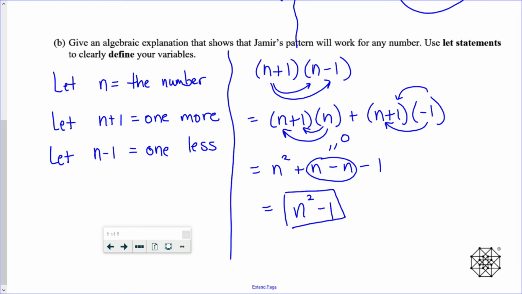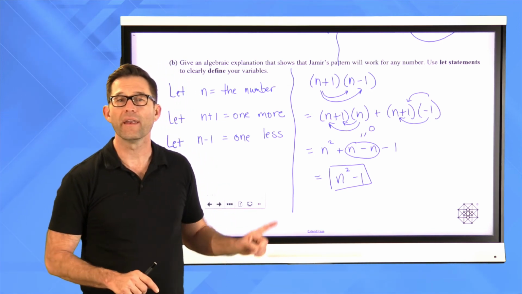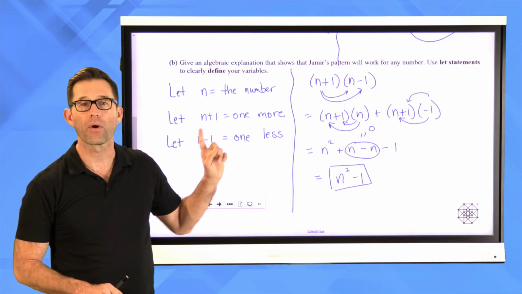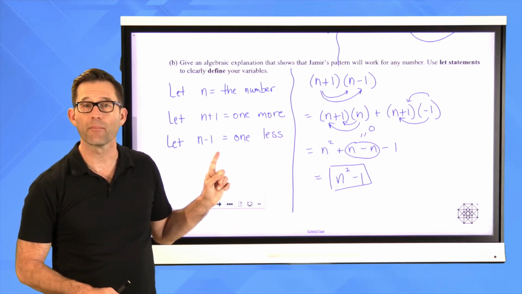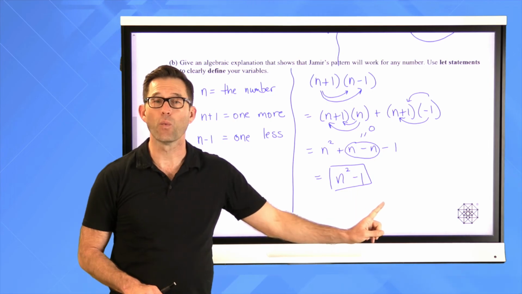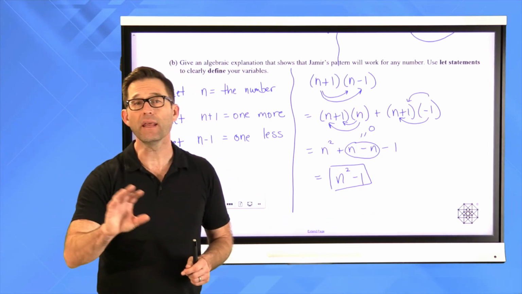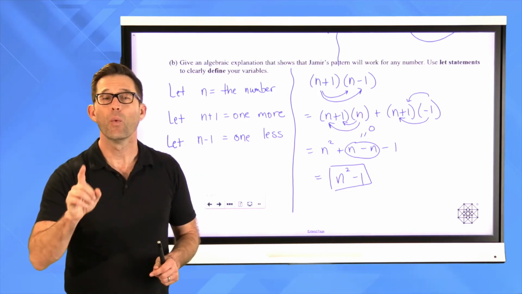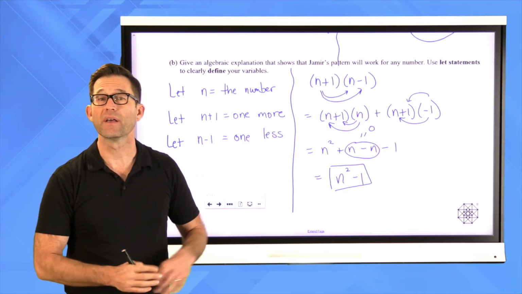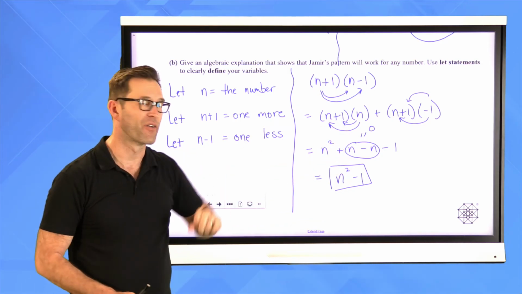And that verifies Jameer's pattern, right? He knew that if you did the product of 1 more times 1 less than a number, you would always get the square of the number minus 1. So that algebra is showing us that any number we would have picked would have fit this pattern because it is an algebraic certainty. All right.